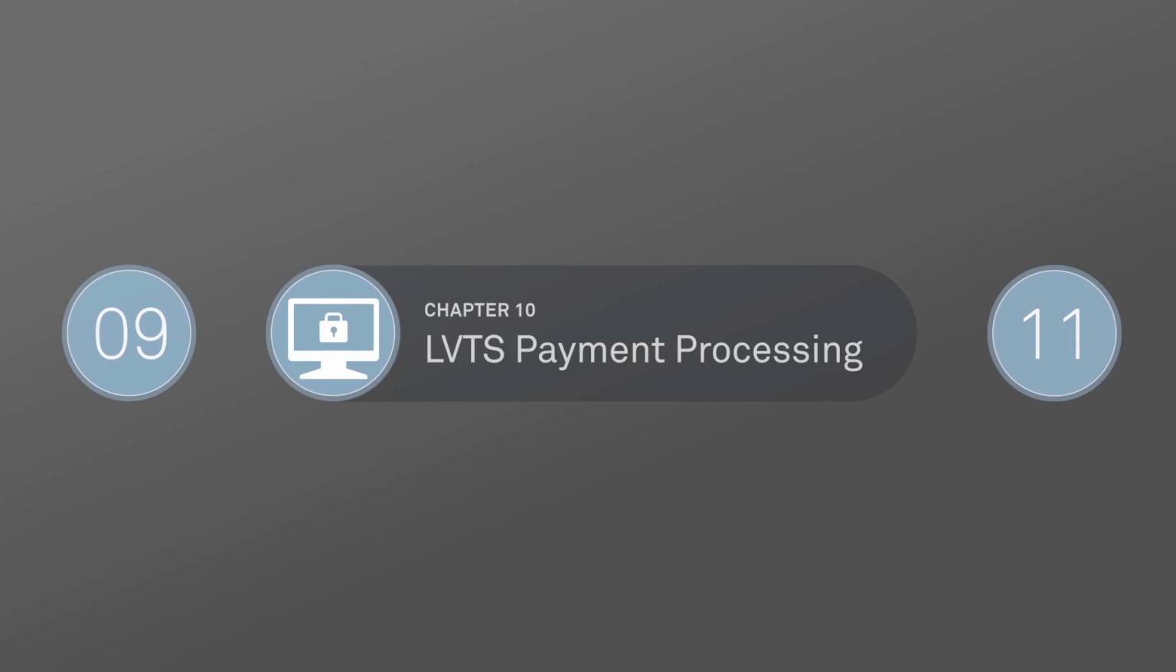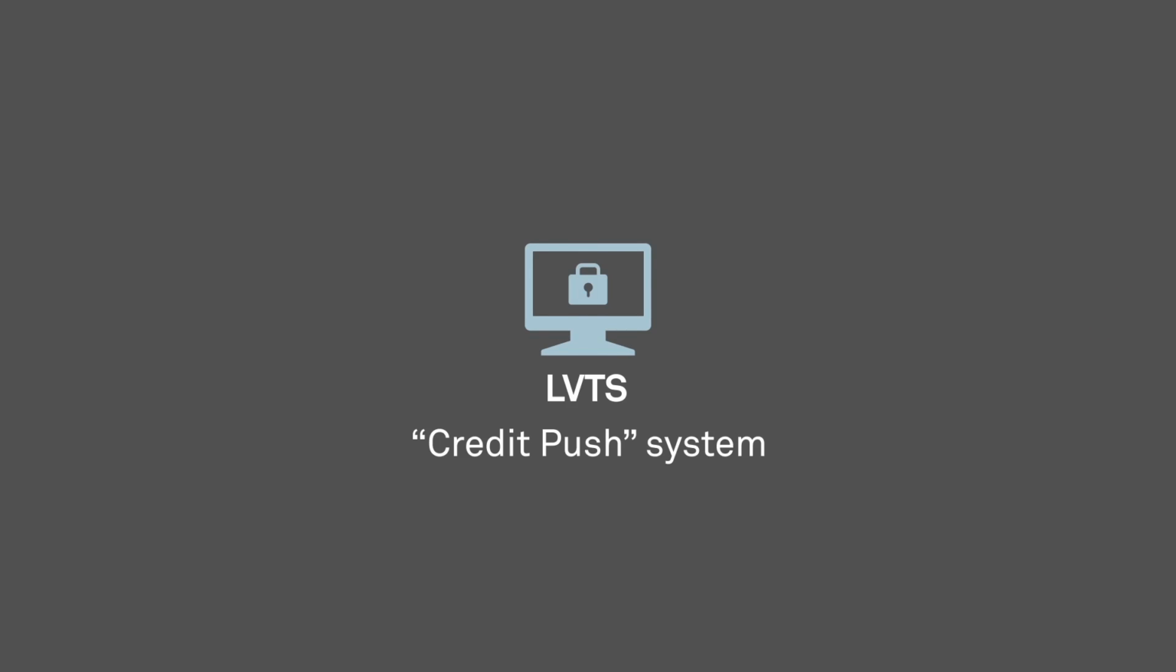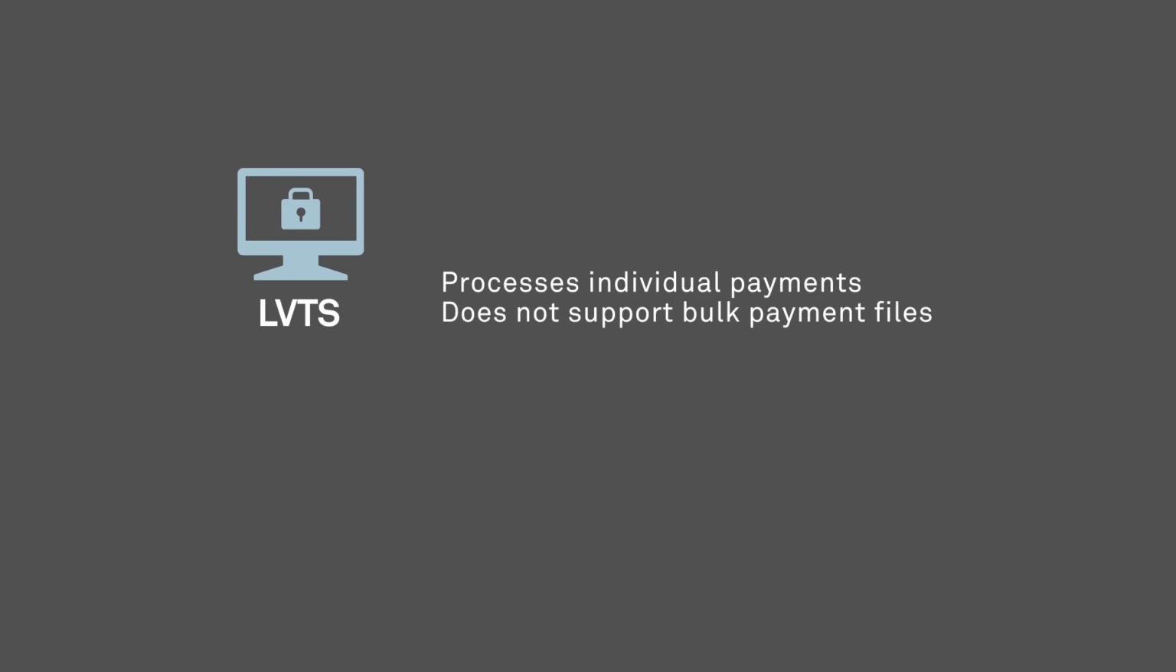We saw earlier that the ACSS is a debit-pull system. The FI owed funds makes an entry in the system. Contrary to the ACSS, the LVTS is a credit-push system. The FI wishing to initiate a transaction makes the entry in the LVTS. Another difference with the ACSS is that the LVTS processes individual payments and does not support bulk payment files.